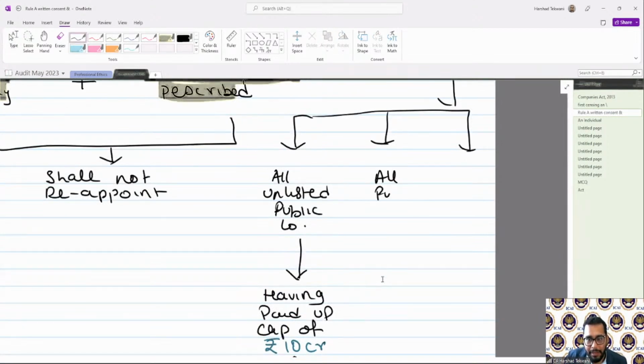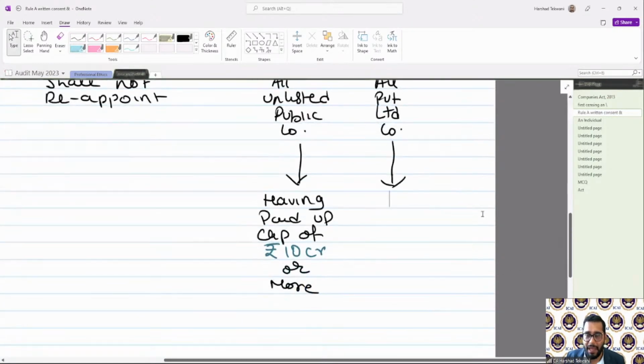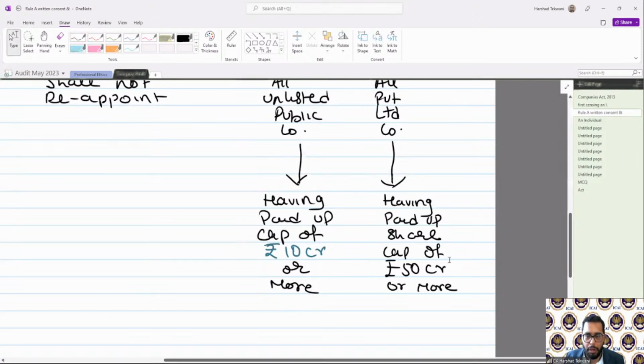The second class is all private companies, private limited companies, having paid up share capital of 50 crore or more. So 50 crore or more is the limit for all private companies.